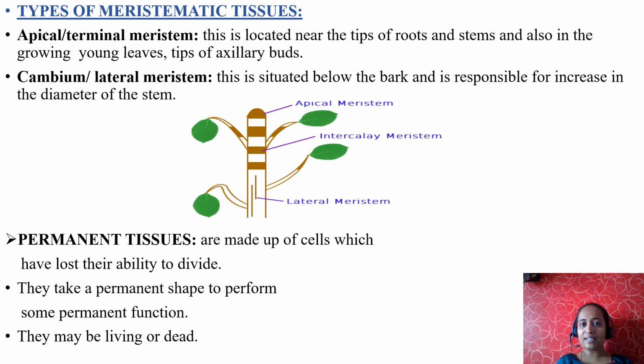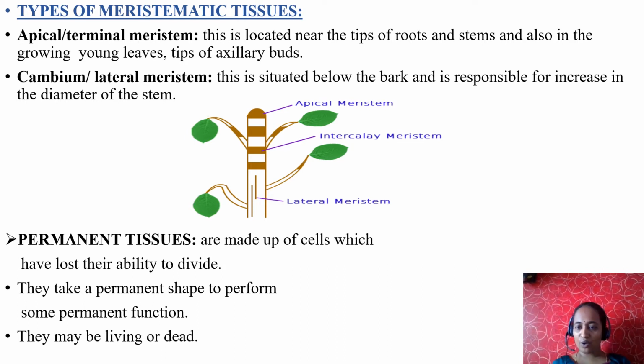What is meant by intercalary meristem, which is not there in your syllabus, but is better to know. Intercalary meristem is a type of meristem you can see only in nodes. For example, sugarcane. In sugarcane, the edible part is the node. In those nodes, intercalary meristem is present, which increases the length of a node. Now, permanent tissues.